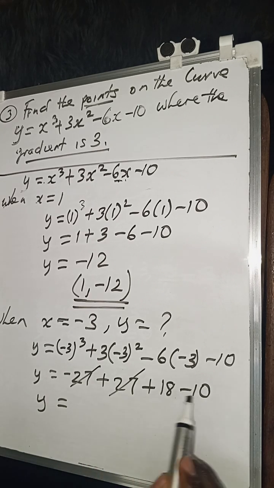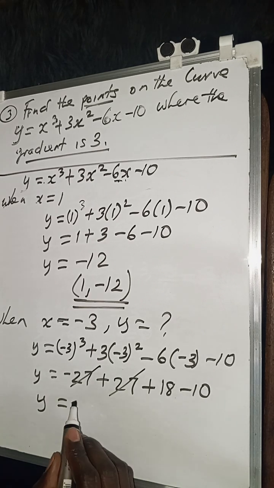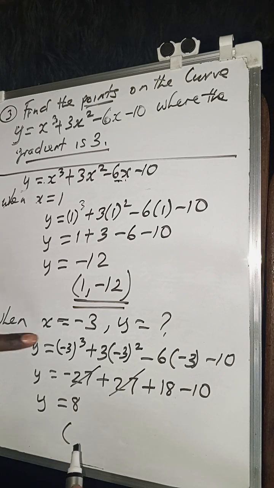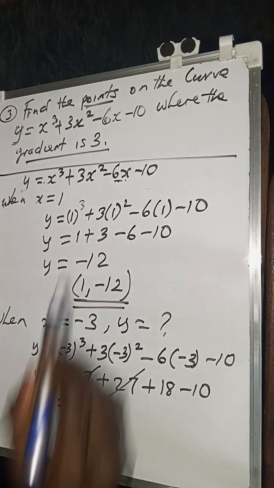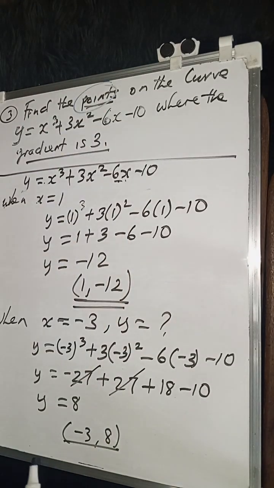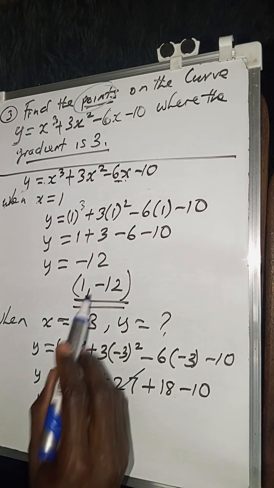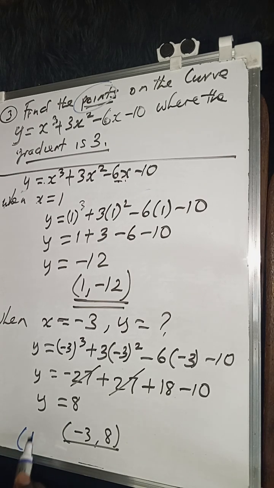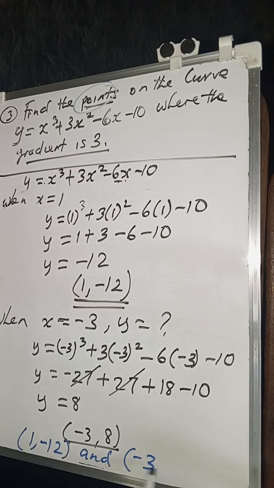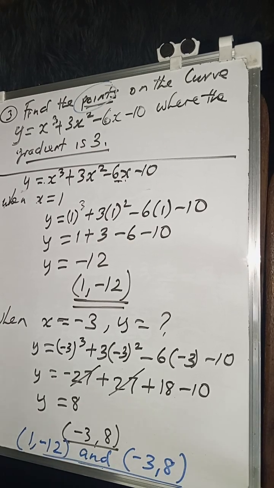Remember, this and that will cancel. 18 minus 10 will give me just 8. Therefore, when x is a negative 3, my y is equal to 8. So meaning the points where the curve has a gradient of 3 are simply 1, negative 12, and the other point is negative 3, 8. So that's the way you can actually do that.